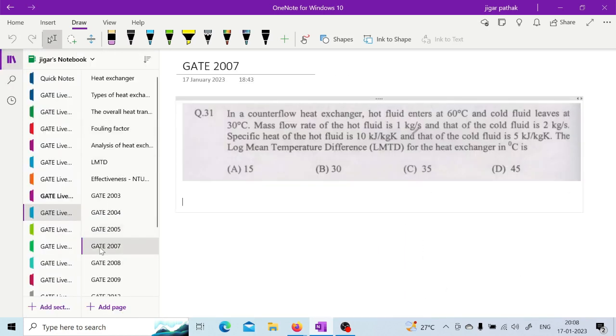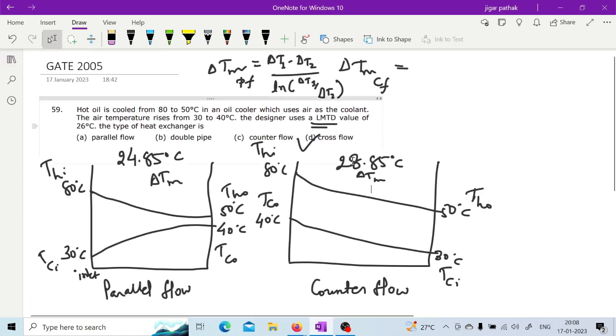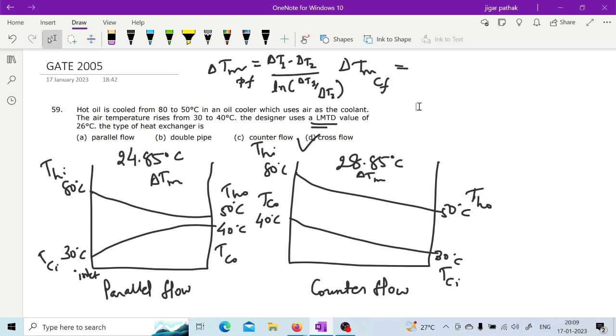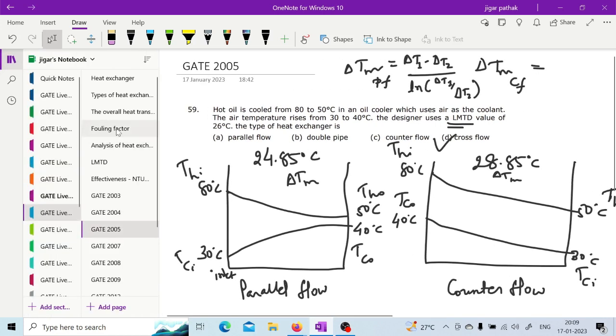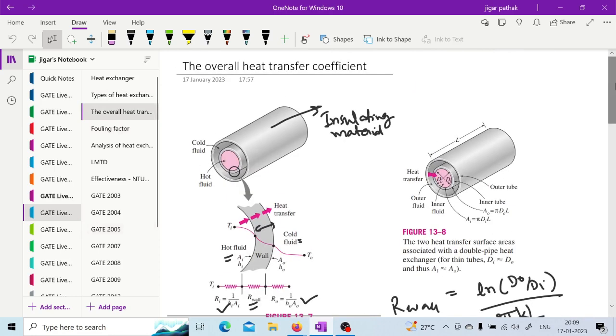Sir, what is double pipe? Double pipe is actually an arrangement of heat exchanger, as we have seen earlier. Here double pipe is simply misleading. In this case, this is double pipe, which means it may be parallel, it may be counter. So that option is misleading, you need not consider that option.